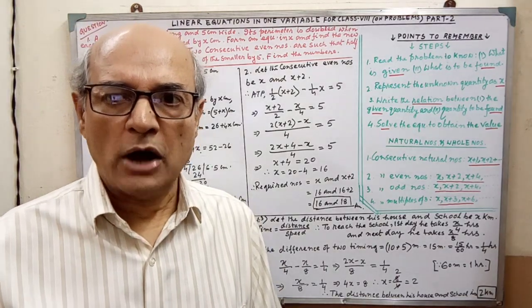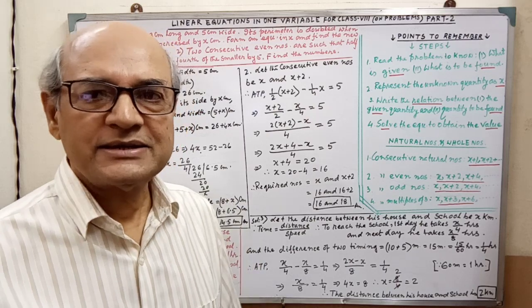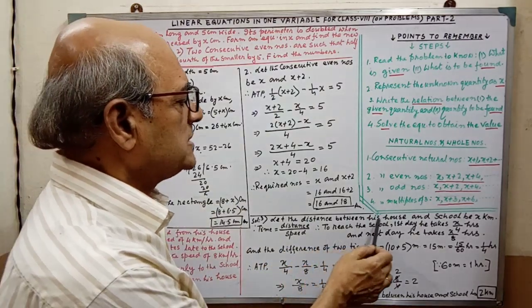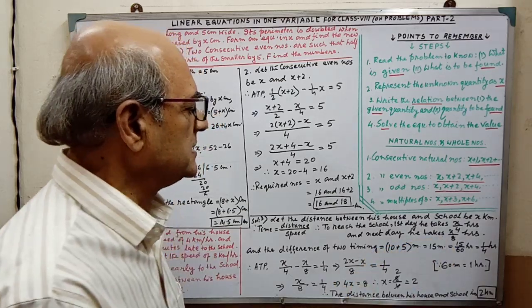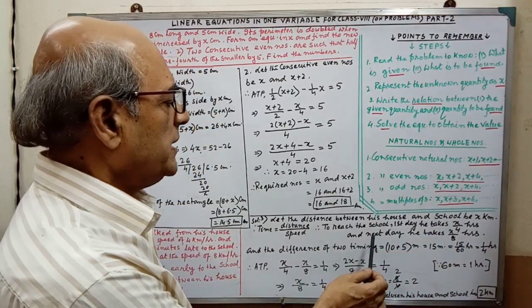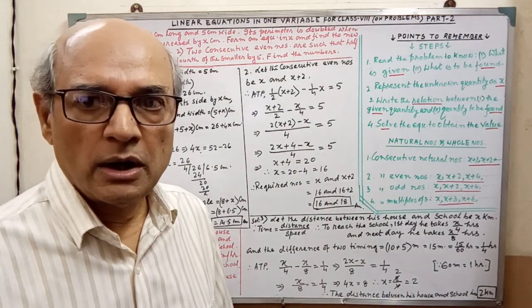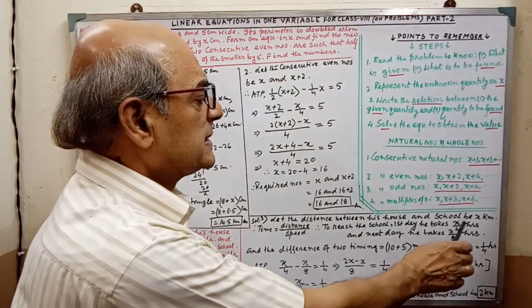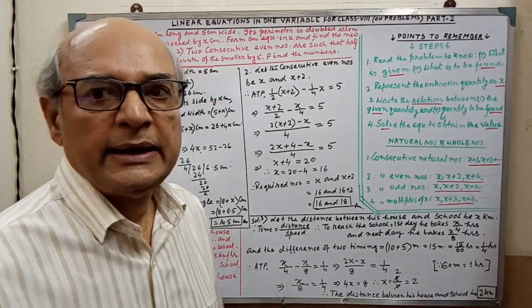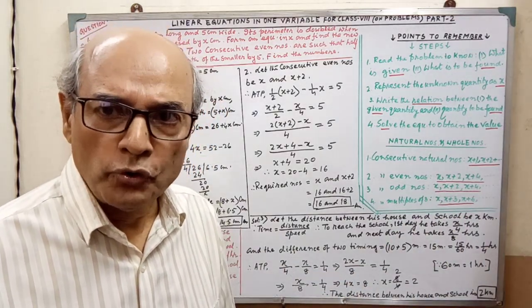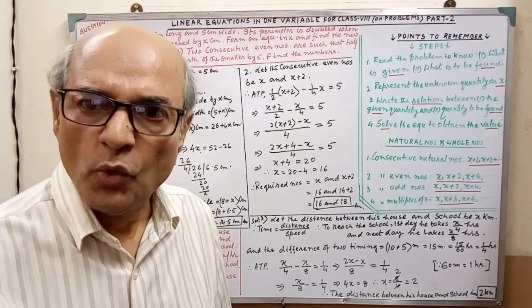Distance between house and school. Let the distance between his house and school be x. This is the distance to reach the school on the first day. First day to reach the school, that is x kilometer. He is traveling 4 km per hour. That means 4 km he is traveling in 1 hour.